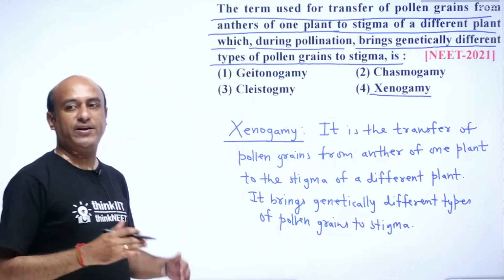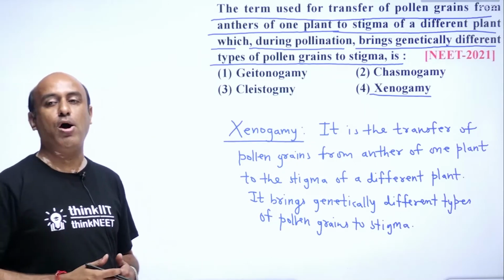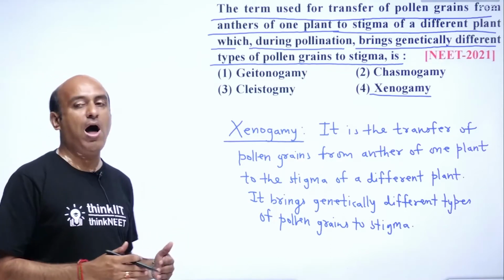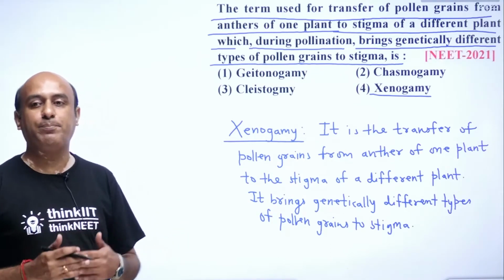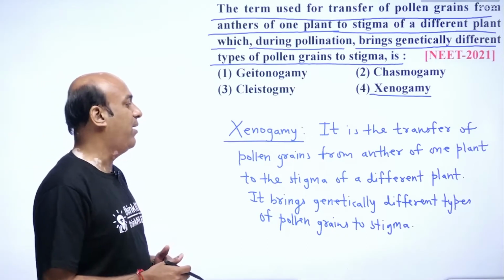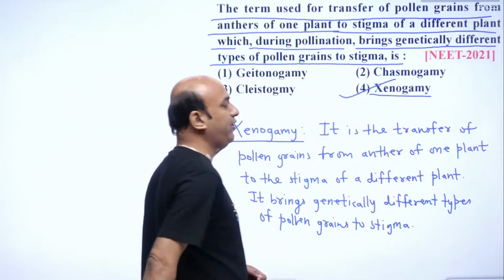We know that student, if we describe the term xenogamy, it is the transfer of pollen grain from the anther of one plant to the stigma of a different plant, and it brings genetically different types of pollen grains on the stigma. So student, here the correct answer is option number 4, xenogamy.